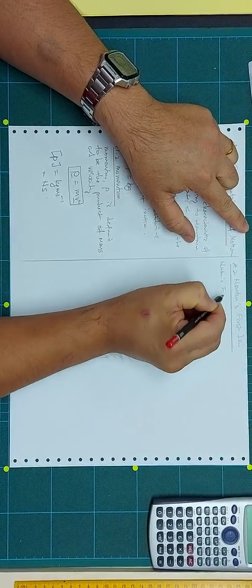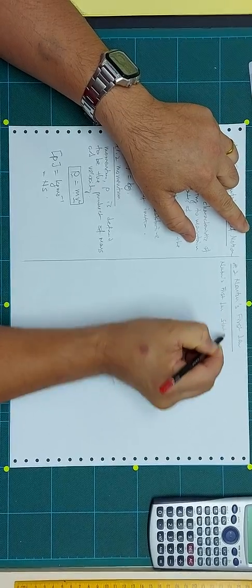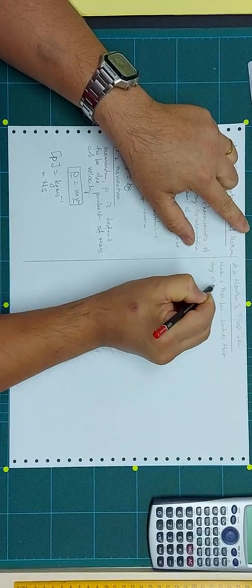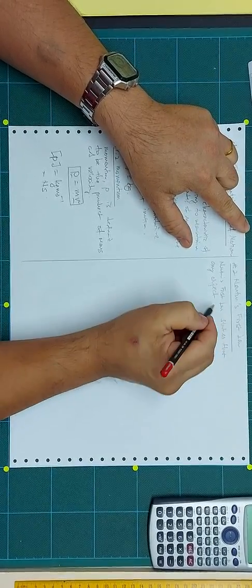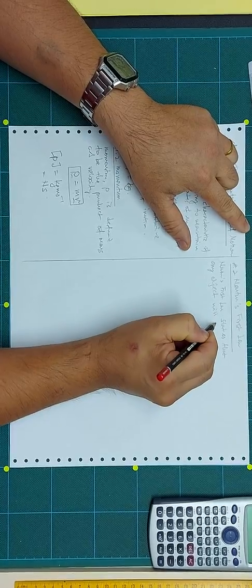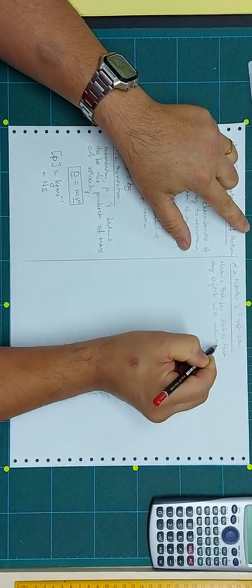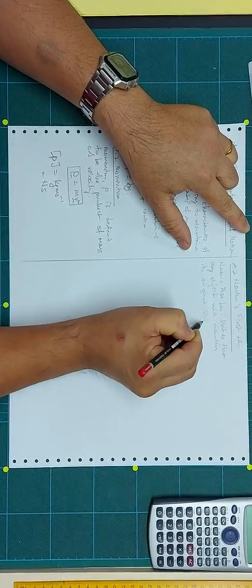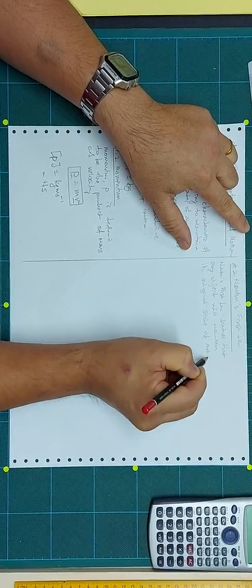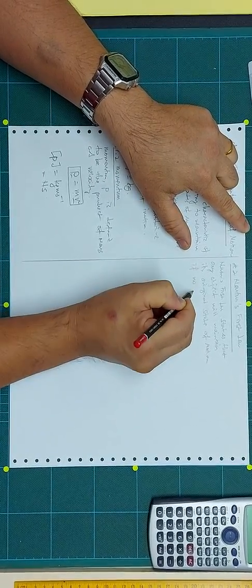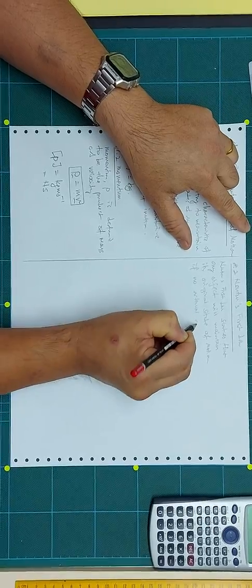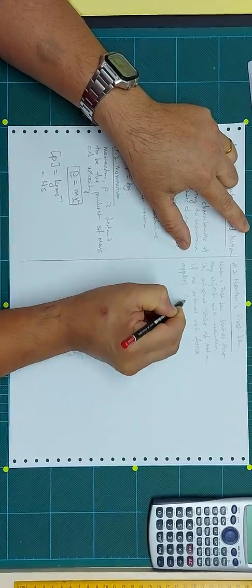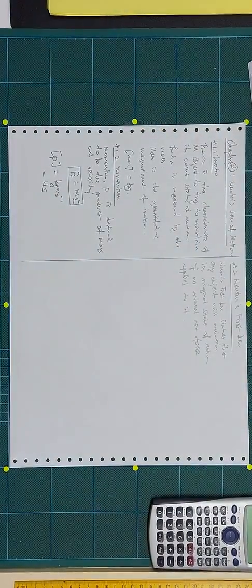Newton's first law states that any object will maintain its original state of motion if no external net force is applied to it. Okay, if no external net force applied to it.